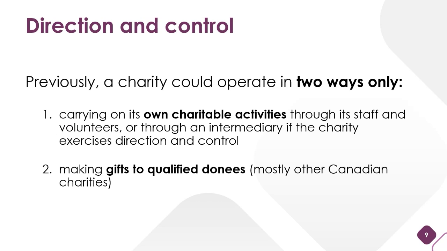The second way a charity could operate is by making gifts to qualified donees, which is a relatively simple process under the Income Tax Act. As the name gift implies in this context, a charity can simply transfer money or other resources to another qualified donee without needing to monitor or follow up on how that gift is used.